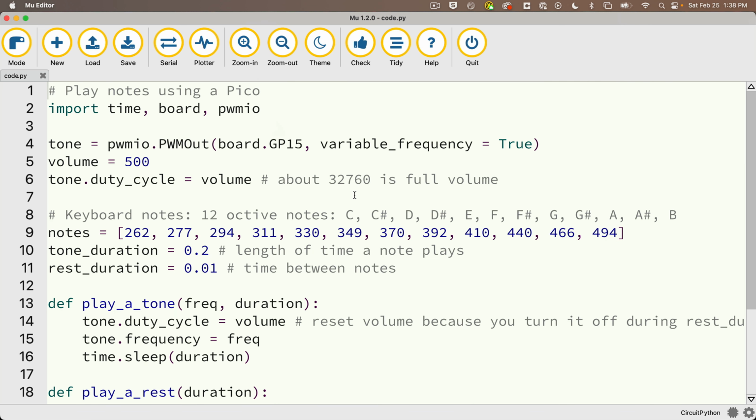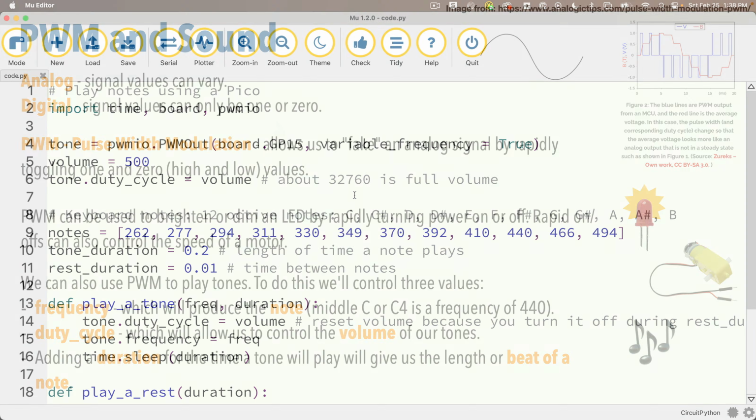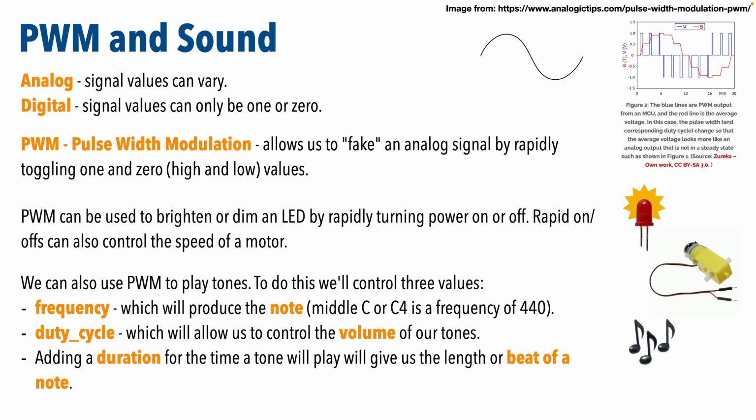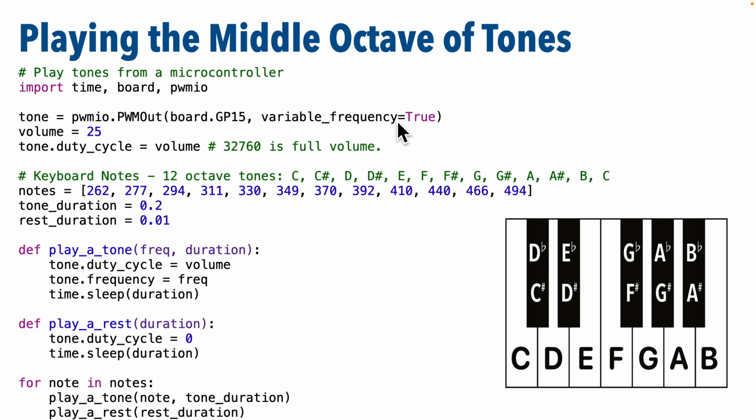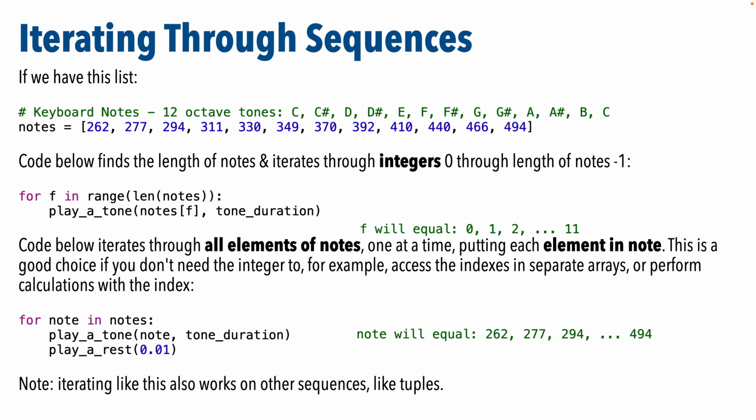But good job, Musical Maker. We learned about PWM and how it simulates an analog signal. We learned how we can use frequency and duty cycle to create notes and rests. We've got our Pico cranking out mellifluous beeps and boops. And we learned how to iterate through a list in Python without having to use a range or index value.